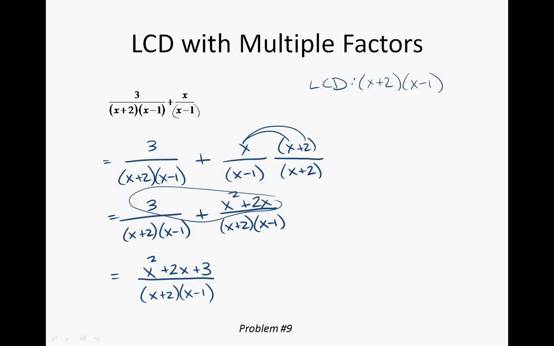So we might not be done yet. You want to double check and see if this numerator factors at all. And in this case, x squared plus 2x plus 3 does not factor because there are no factors of positive 3 that have a sum of 2. So that's fine. We're finished with this problem. But you always want to be on the lookout for when it does factor, because that could mean you can simplify.